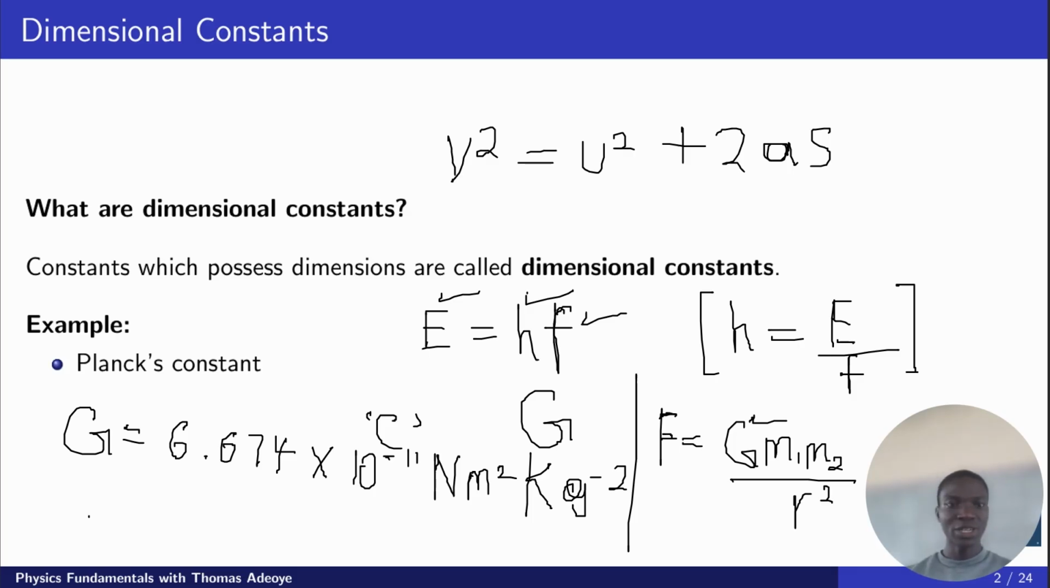I wanted to mention more. Epsilon naught is the permittivity of free space. It has a fixed value. Another one is mu naught, the permeability of free space. All of these have fixed values.